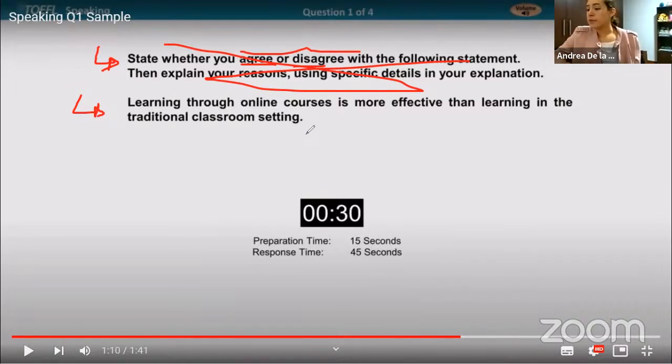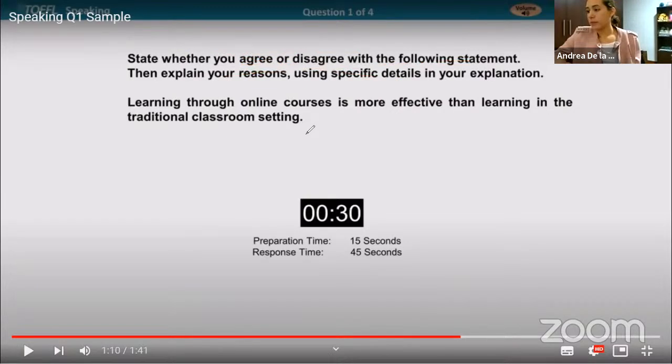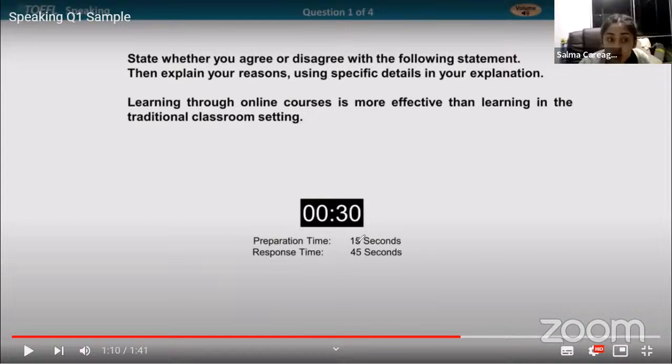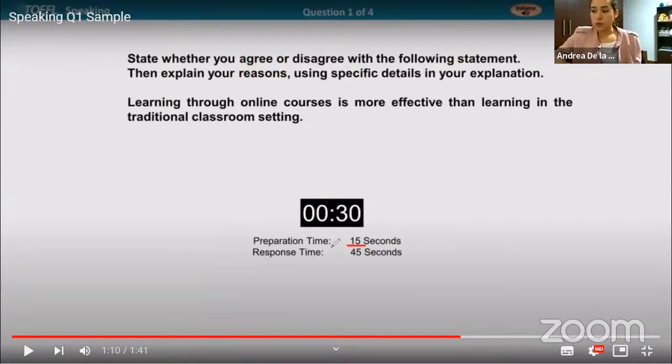How many seconds do you guys have to prepare your response in this case? 15 seconds, exactly. So they give you those 15 seconds to prepare. You, of course, have a timer there, so you can see how much time you have left. Don't worry about looking at the clock when you're preparing, okay? Because you will hear, and they will tell you when you have to stop.